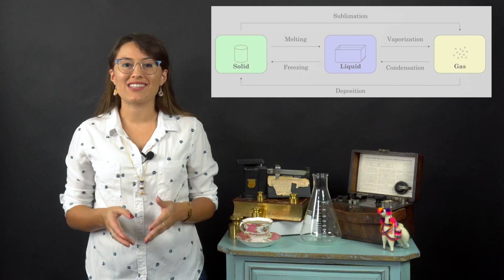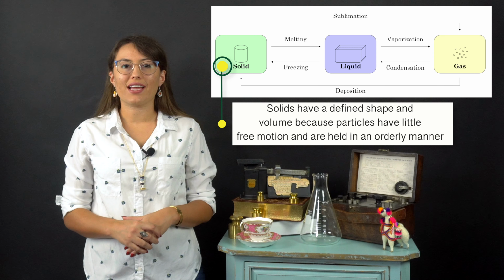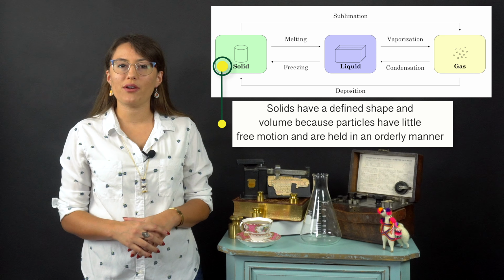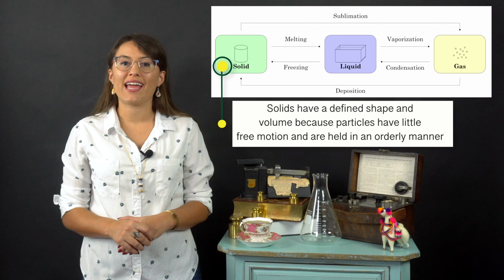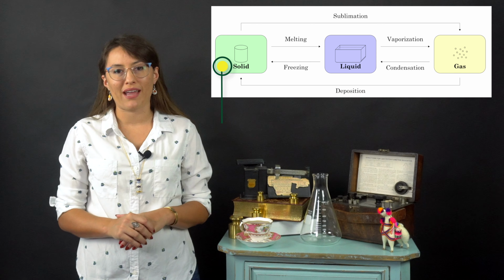For today's discussion, we will begin talking about the classification of matter. Matter can exist as a solid, liquid, or gas, where a solid has a defined shape and volume because particles have little free motion and are held in an orderly manner.